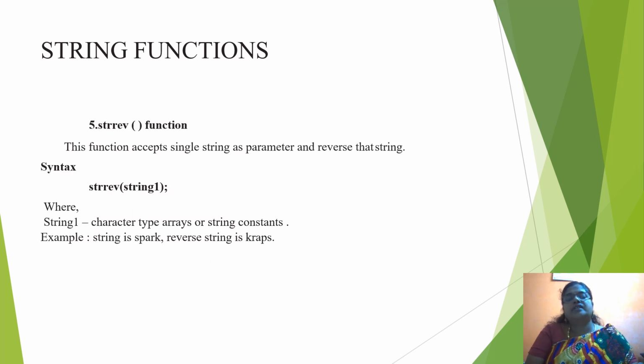The strrev function accepts a single string as a parameter and reverses that string. strrev(string1), where string1 is a character type array or string constant. For example, if the string is "spark", the reversed string is "kraps".